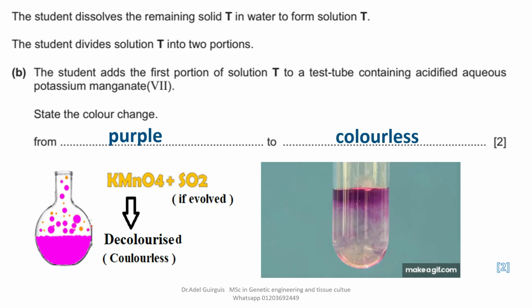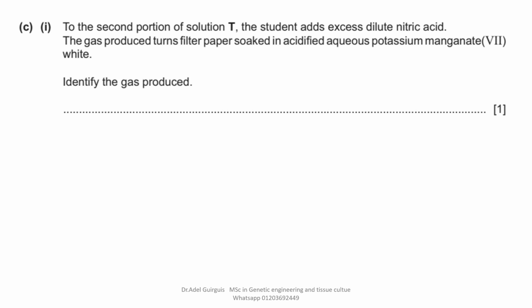Okay, now for letter C, single I, to the second portion of solution T, the student adds excess dilute nitric acid. The gas produced turns filter paper soaked in acidified aqueous potassium manganate(VII) white, from purple into white.